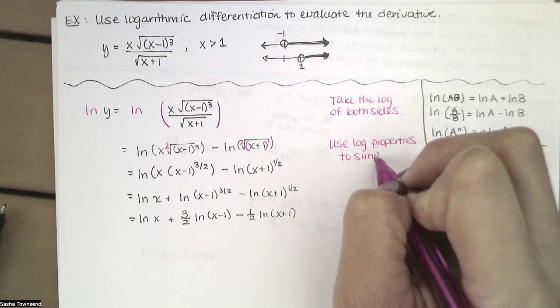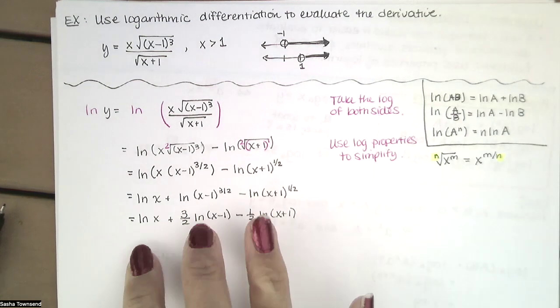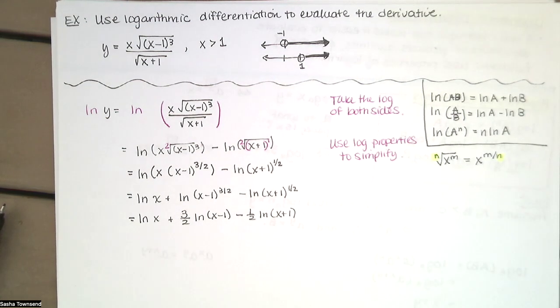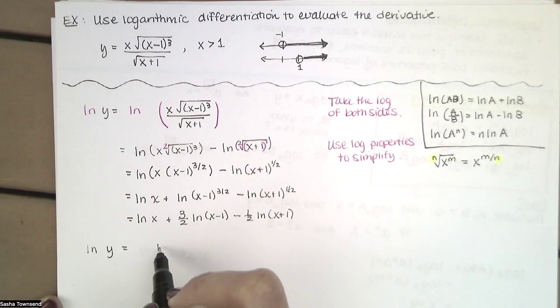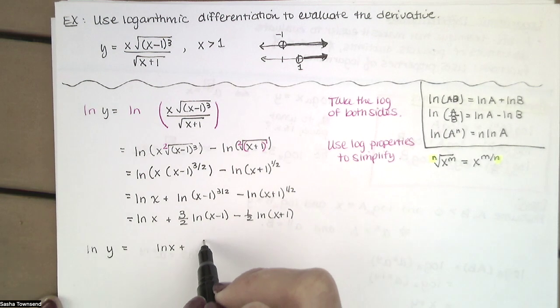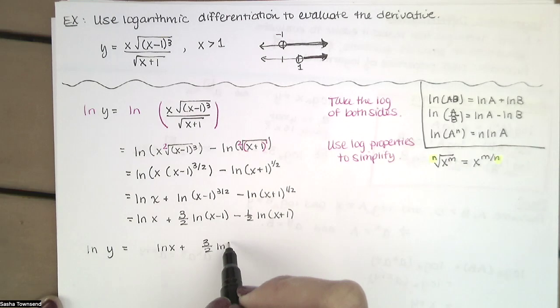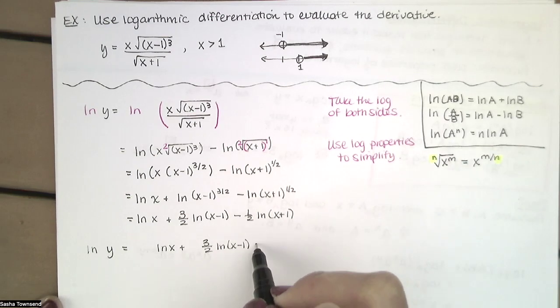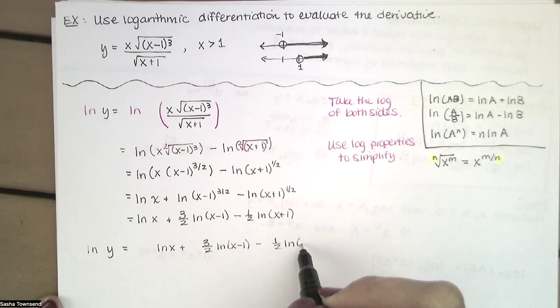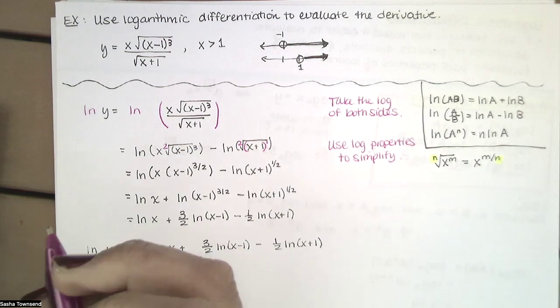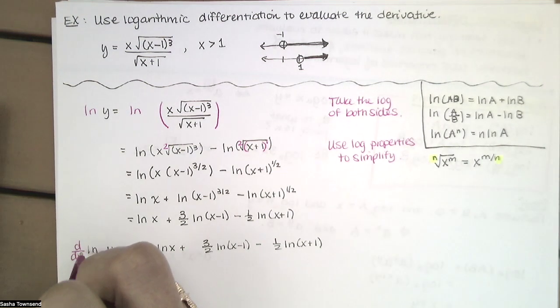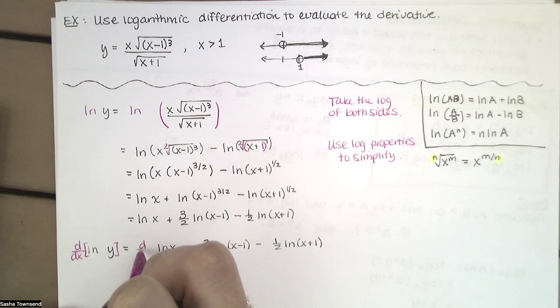And you want to simplify as much as possible. You stop when you no longer have any powers, products, or quotients inside the logarithms. And then when you're at this point, you're going to use implicit differentiation to take the derivative. We're going to take the derivative of both sides with respect to x, remembering that y is a function of x.